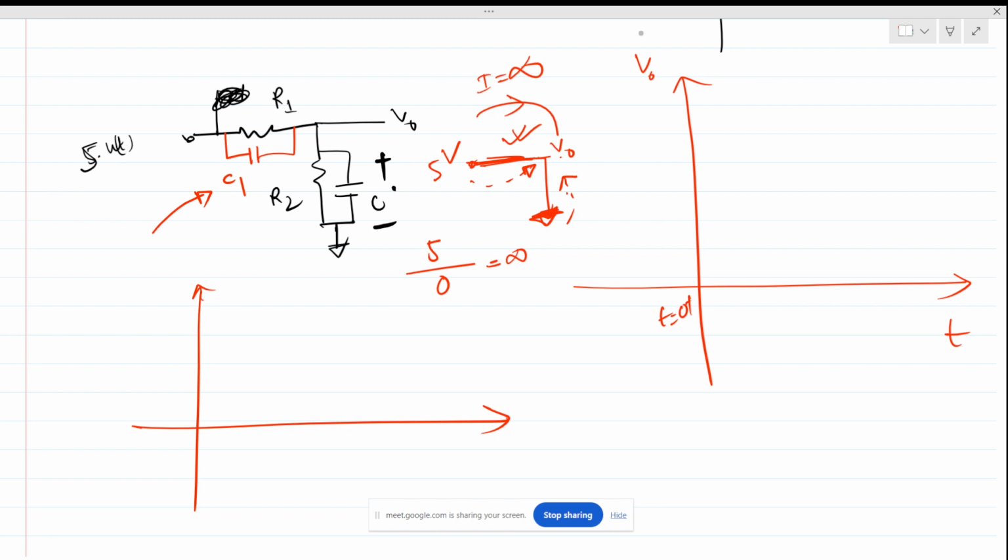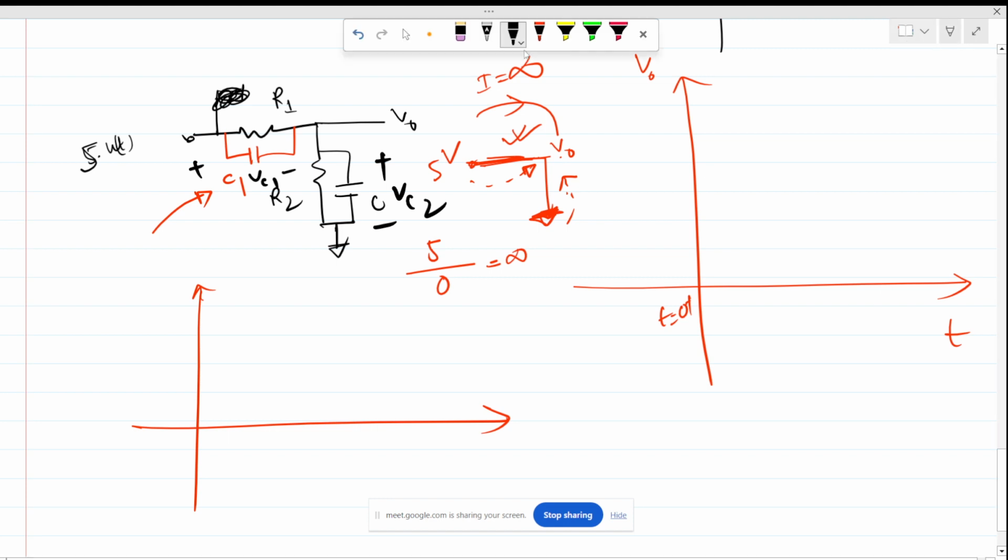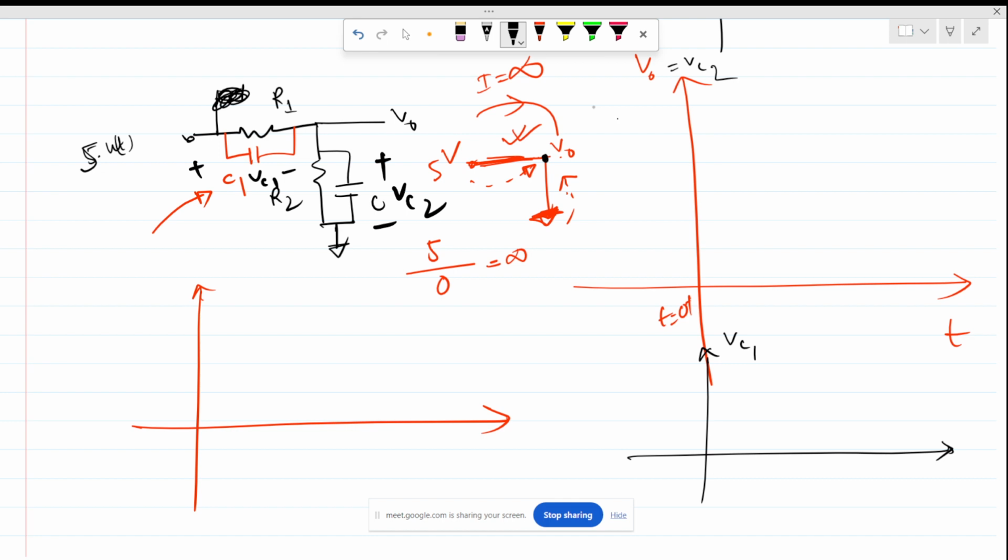Let me make this VC2 and this VC1. So V out is VC2, and here we have VC1. Now how can the voltage settle here? There will be a normal capacitive divider. Why? Because these two impedances are less than these two at t equals 0 plus. So there would be this C1 and this C2.